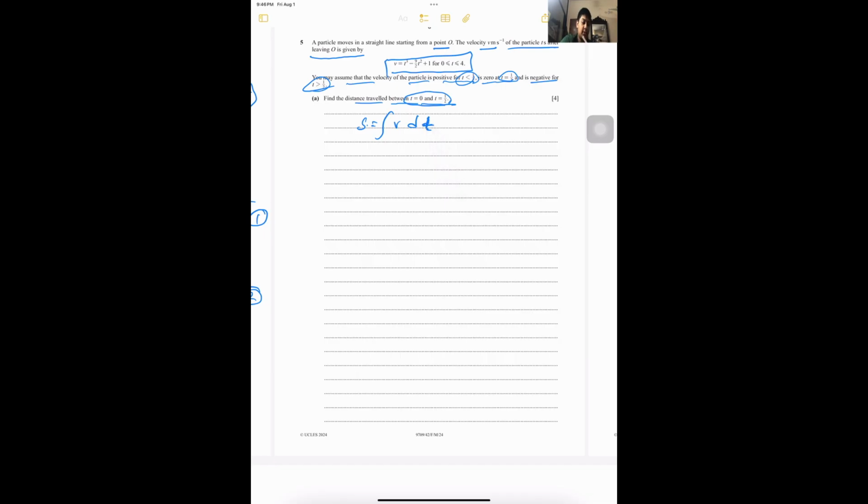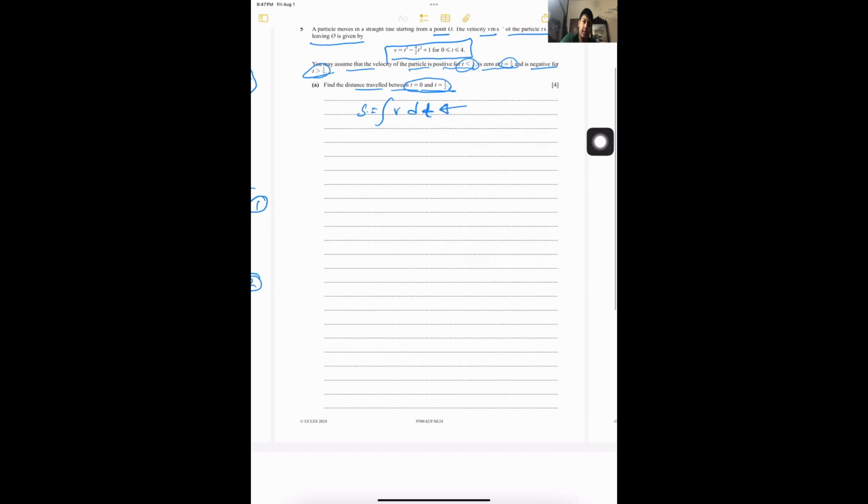Many of us tend to skip this particular line. Don't do it. The examiner needs to see what operation you're carrying out. The examiner might mistake it that you carried out differentiation for integration. It's not his fault or her fault. The examiner might think something like this. So always write this line.